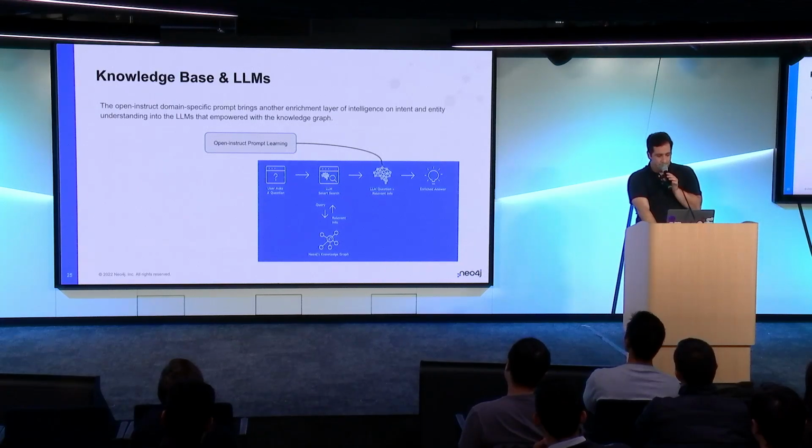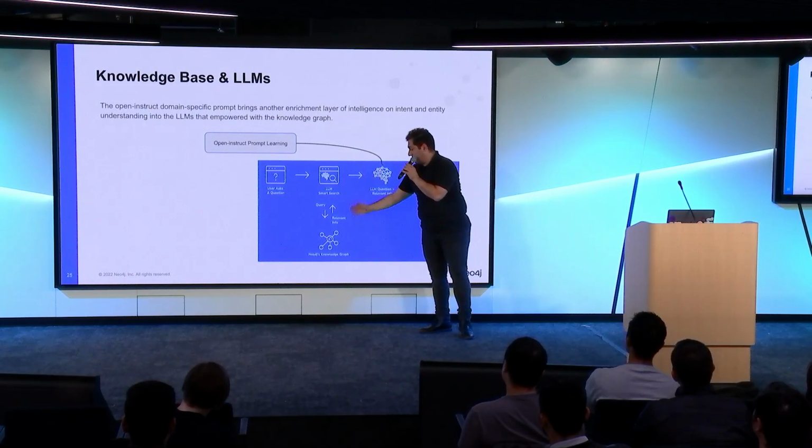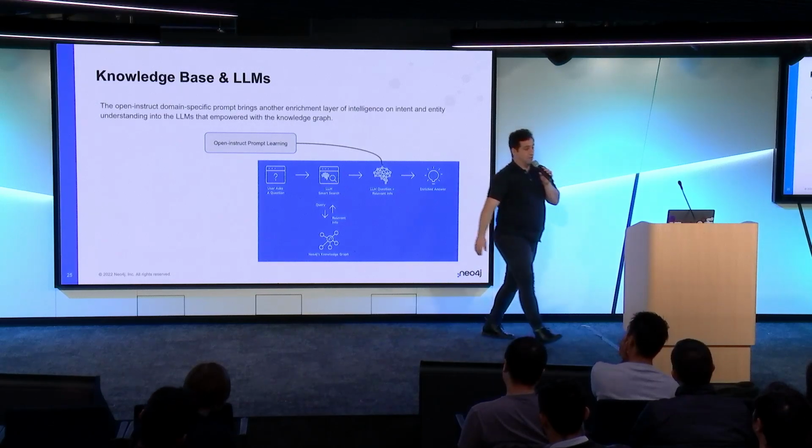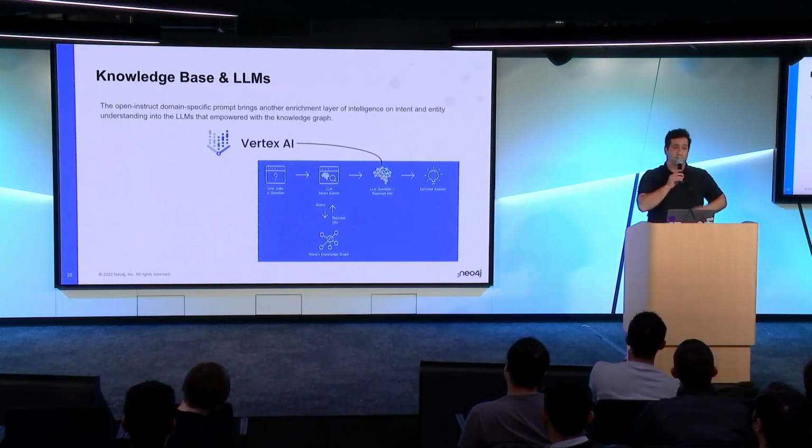Now, there is a concept we call open instruct, or prompt learning. We need a mechanism so that whatever prompt we're asking, it is standardized based on your knowledge graph. And that would be a technology like Vertex AI in Google.